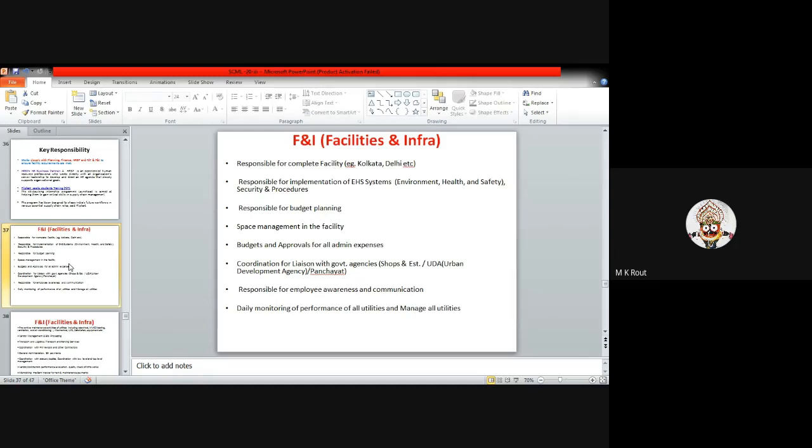Then coordination of liaisons with government agencies like states, UDA, Urban Development Agency, and even small panchayats. You are responsible for employee awareness and communications, the daily monitoring of performance of utilities, and managing all utilities. So what are the things included in utilities? Anyone? Basically, the utilities include electricity, sanitation, and housekeeping. These are included in utilities.